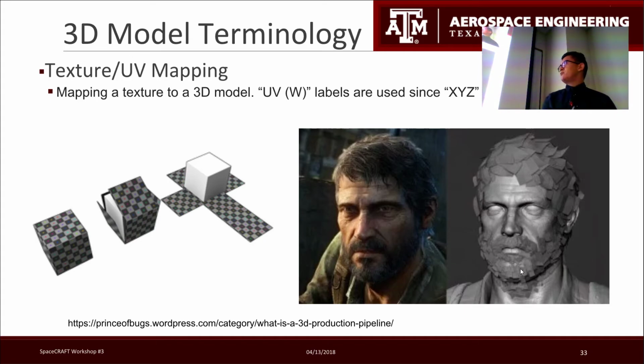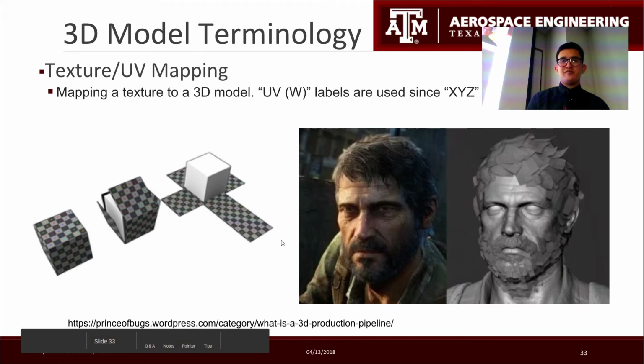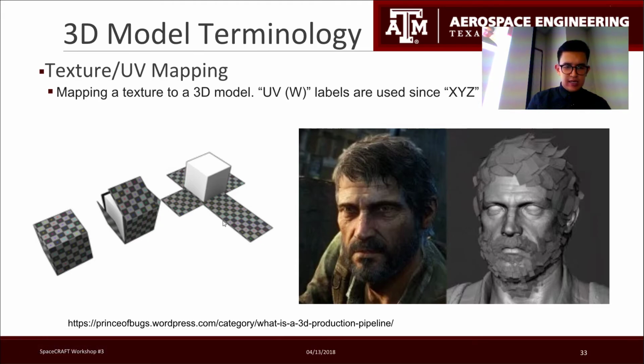so if you don't have something UV mapped and the computer doesn't know how to texture something, you'll just have something that looks like this on the right, whereas you want something that looks like this on the left. Okay, so yeah, this is from The Last of Us, a video game.